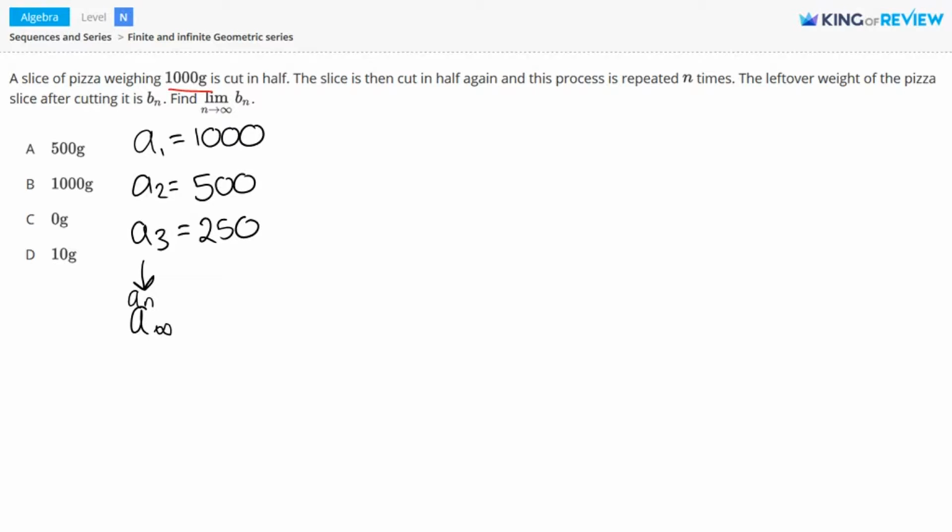So what we want to do now is determine what the common ratio is here. So the common ratio is R equals a term over its previous term. So we can choose A2 over A1 or A3 over A2. So let's see here. A2 over A1, this is 500 over 1,000, and this equals 1/2. So 1/2 is the common ratio.